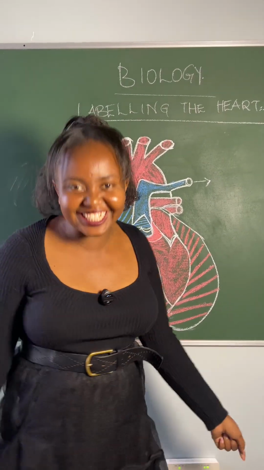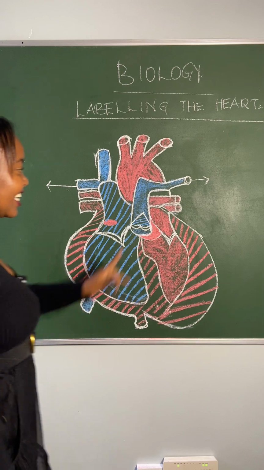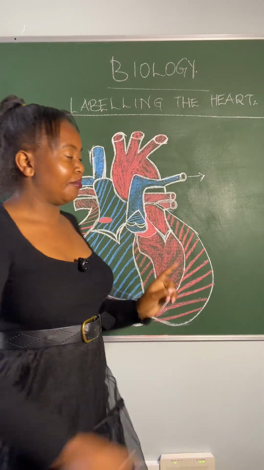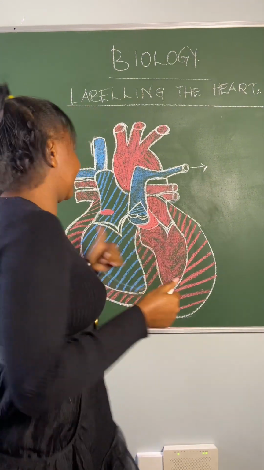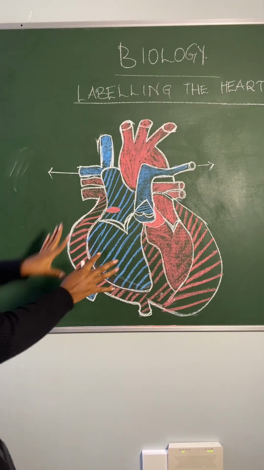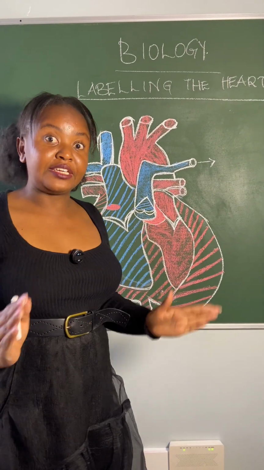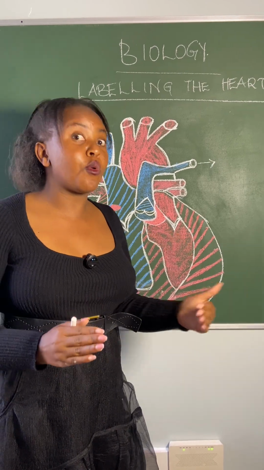Sunday teacher. Okay, so this is the heart. We are going to do another diagram, but this one we can use it to label. So this is the heart. Any part you see blue, it is deoxygenated blood, blood that is poor in oxygen.